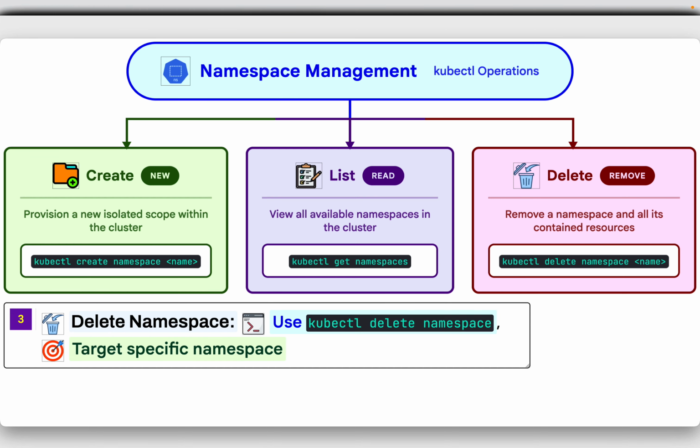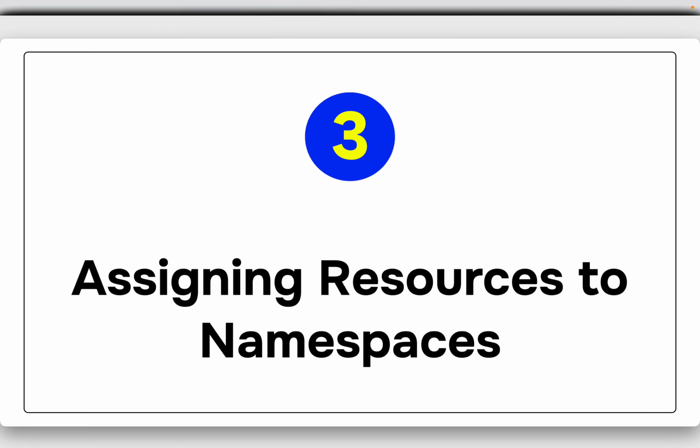To delete a namespace, use the kubectl delete namespace command followed by the name of the namespace you want to delete. For example, kubectl delete namespace and the namespace name. Third topic, assigning resources to namespaces.